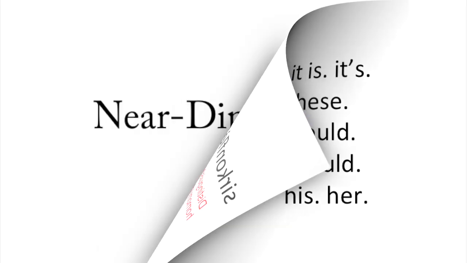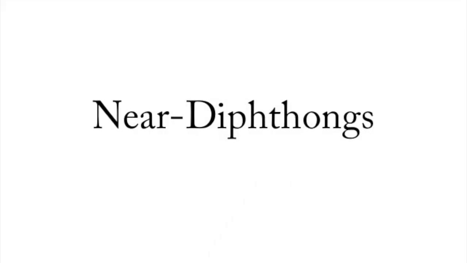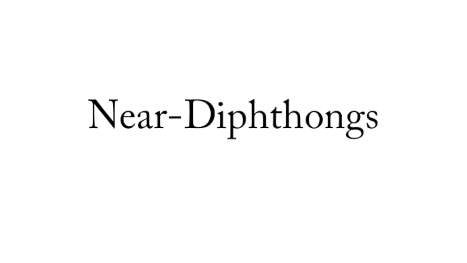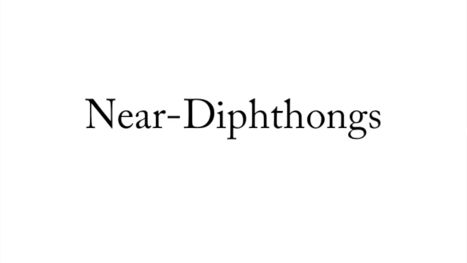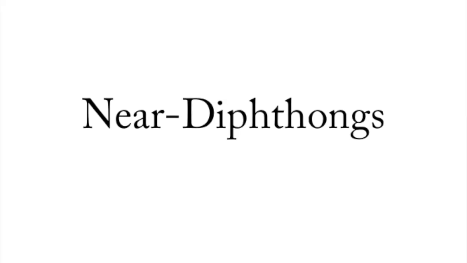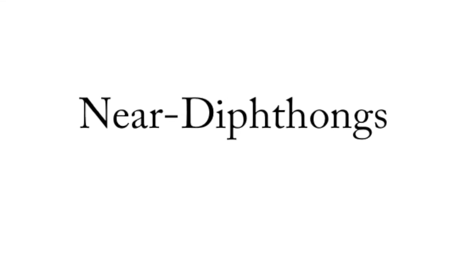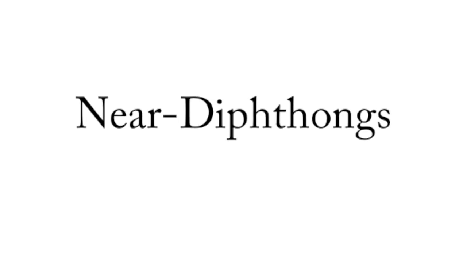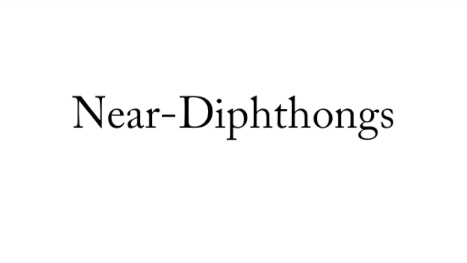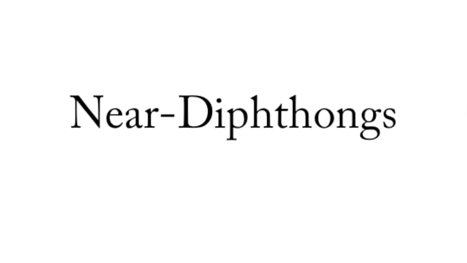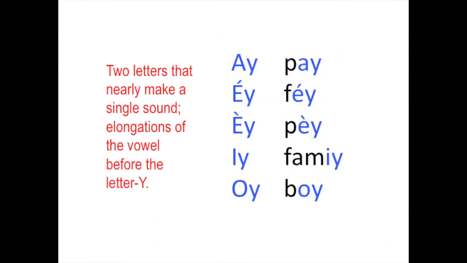And then we have near diphthongs, which are similar to the trema, except that they're not quite separated. They're almost one sound that's created from two letters. Almost one sound, but not quite. And really another way to look at it is that the vowel that's followed by a consonant is being elongated.